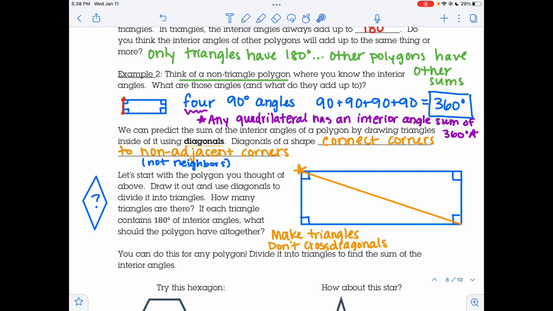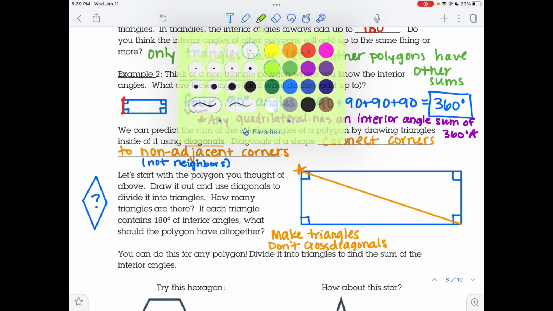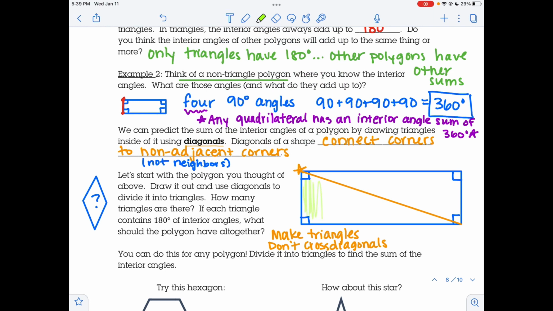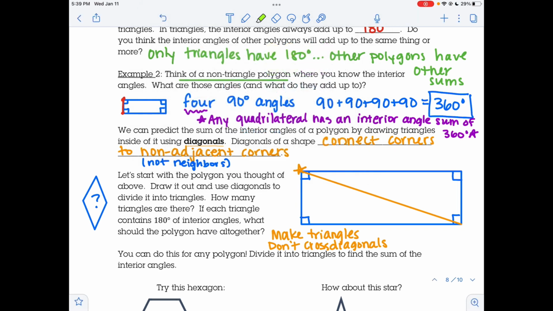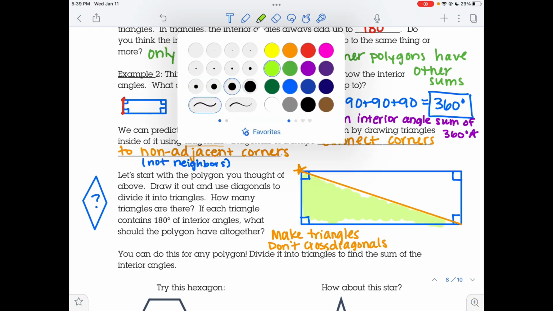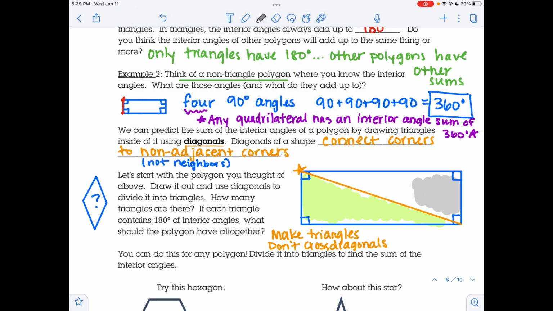Then let's check the other corner. If I connect this corner out to that one, we're just tracing the side. So now, with just that one diagonal line, I have a triangle here. I have a triangle here. So I cut my rectangle into two triangles.